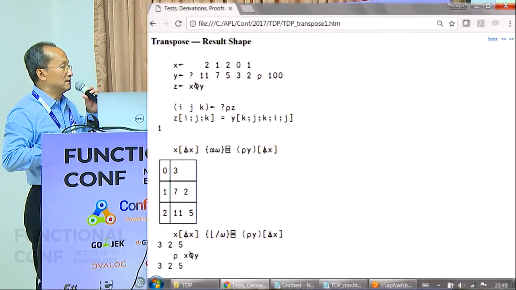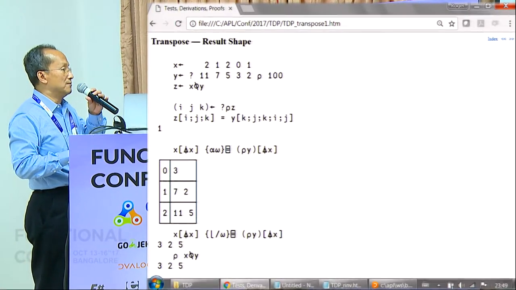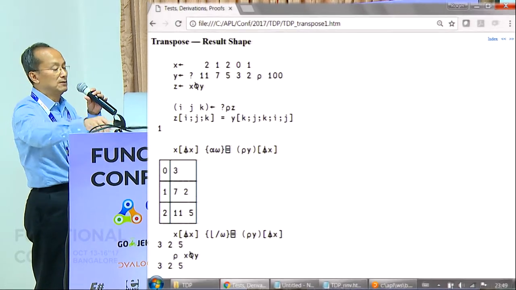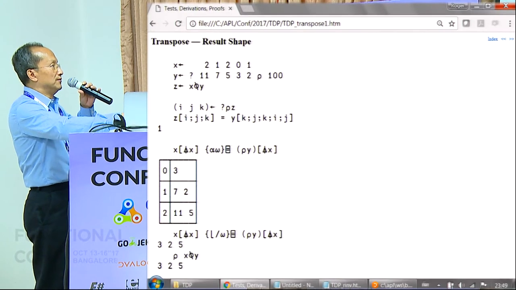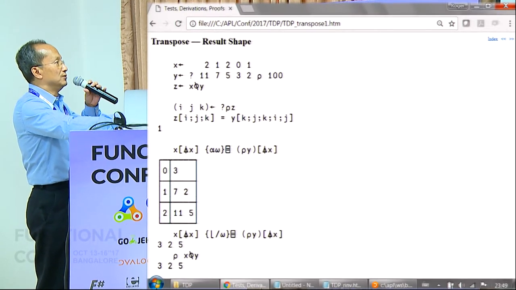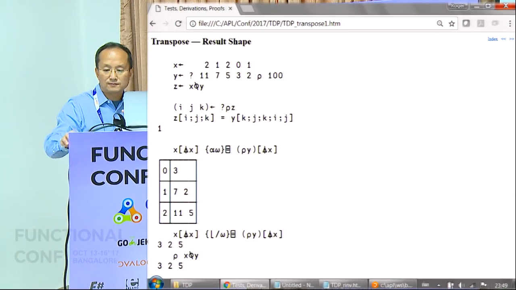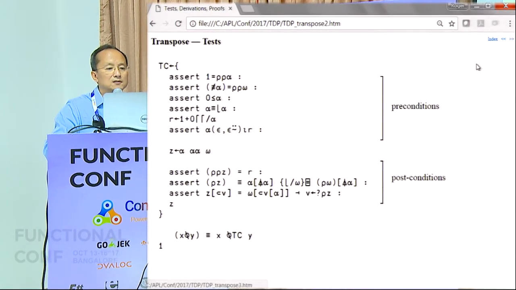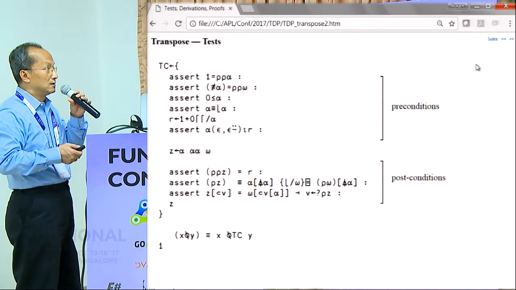It also means that the rank of the result is 1 plus the maximum of X. So the maximum of X is 2, and the rank of the result is 1 plus that, which is 3. So this leads to the following tests on transpose.